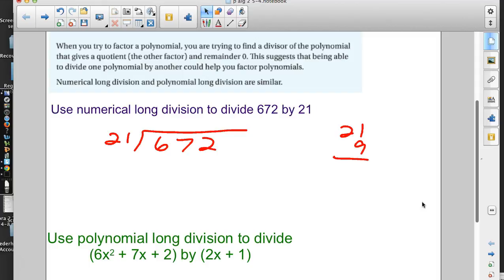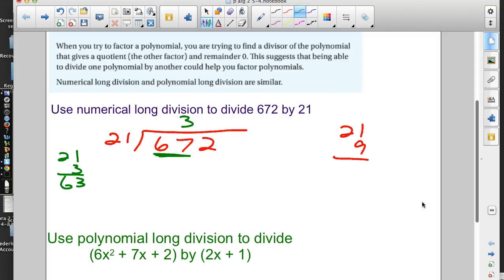I check to see, is 21 going to go into that first digit? Well, no, it's a 6. That's not going to happen. Move over one digit. Will 21 go into 67? Yeah, that'll happen. So you think, well, how many times? That'd be times 3, so 63. That's as close as I can get. So I'm going to put a little 3 up here because at that digit, 3 times 21 is 63, and this is going to work.